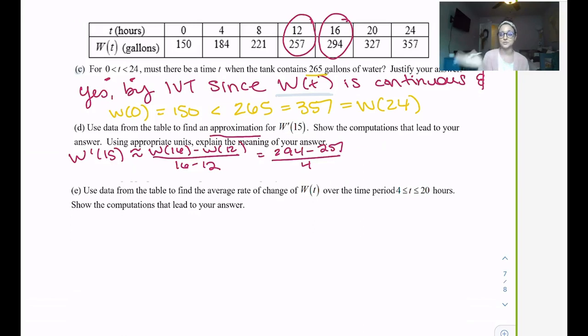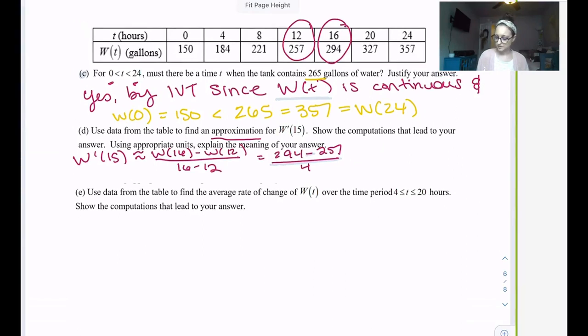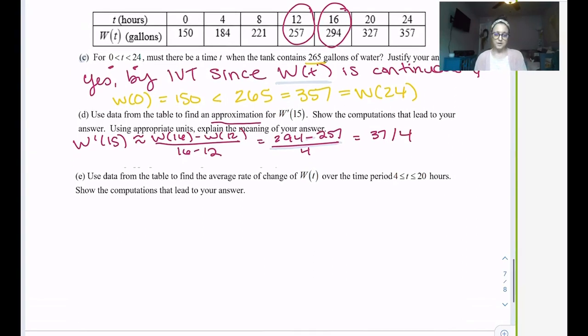However, one thing you cannot do is just jump straight to the answer. Even if you could do that computation in your head, I have to see a difference, meaning subtraction, and a quotient, meaning division. Okay. So this does simplify to 37 over 4.